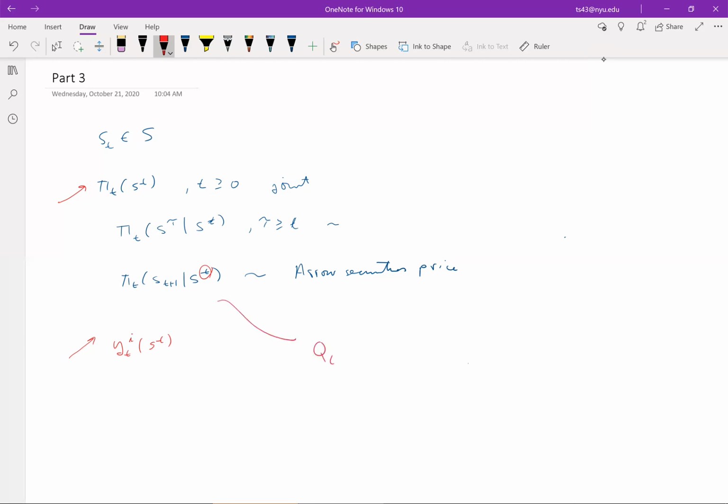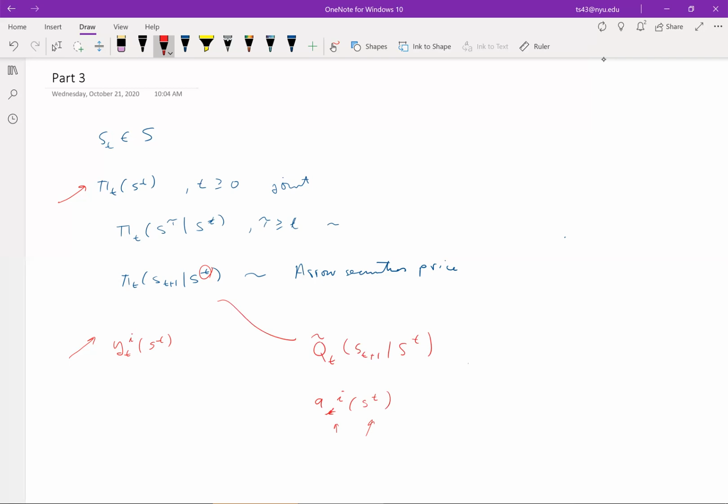Okay, so we got pricing kernels that also depended on entire histories. And furthermore, we got a distribution of wealth. Could write this like this. That was the wealth or the asset holdings of person i at date t after history. These all depended on the entire history.